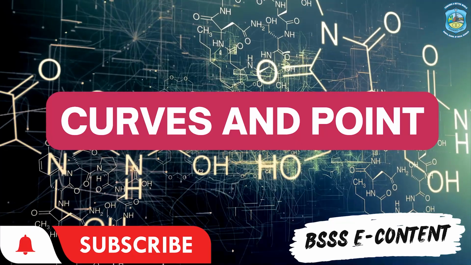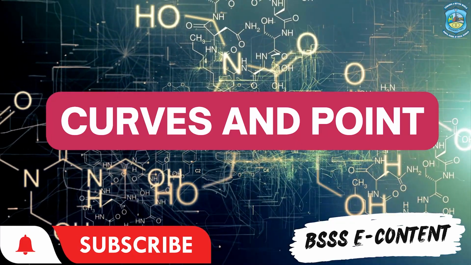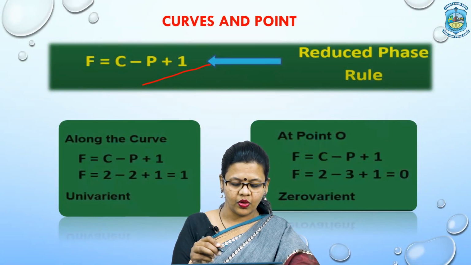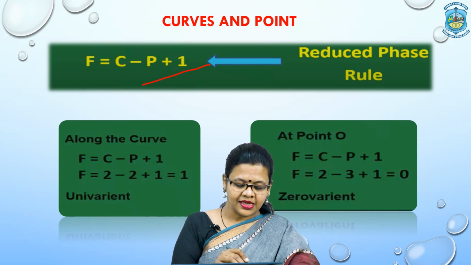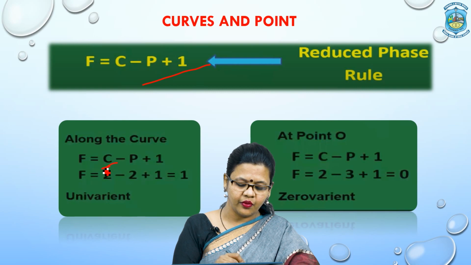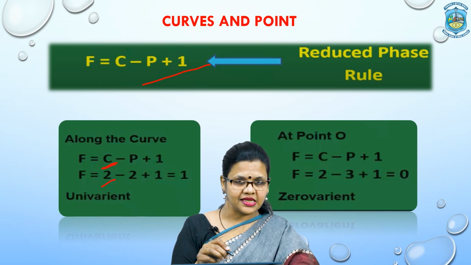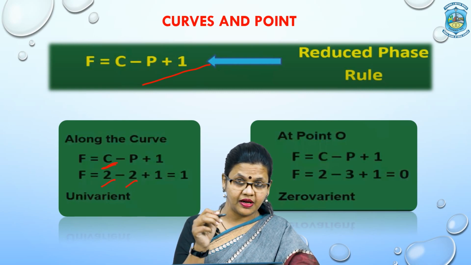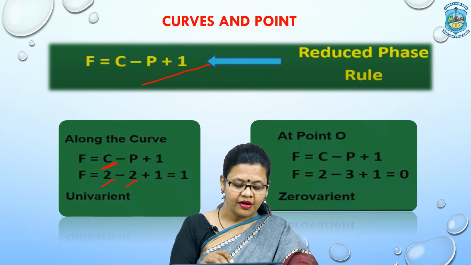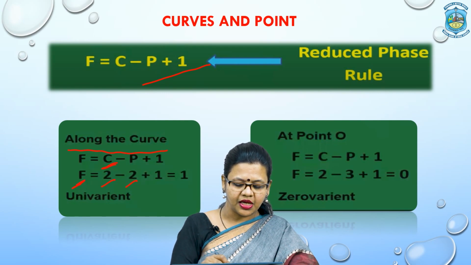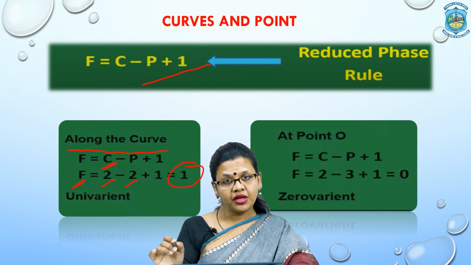When we apply the reduced phase rule, which we have already seen, F equals C minus P plus 1, on the curves that are appearing in the graph. Since this is a 2 component system, the value of C will be 2. The number of phases is already 2, because one phase we have subtracted, and applying the rule we find that along the curve the degree of freedom comes out to be 1. That means it is a univariant system.